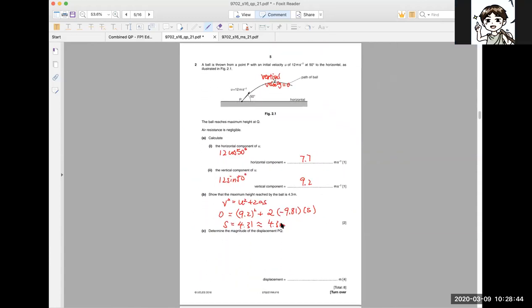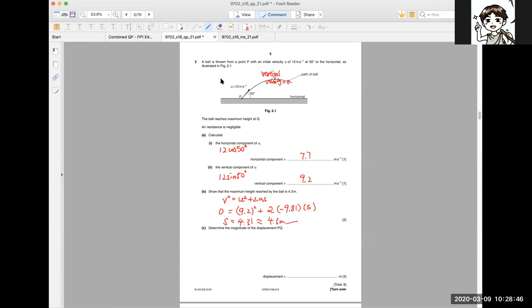This question may be a little bit tricky because it's not asking about the horizontal or vertical displacement. It's asking about the displacement PQ, meaning the distance between P and Q. So you need to find the horizontal displacement, let it be X. How can you get the time to the highest point? Use any equation related to T: V equals U plus AT.